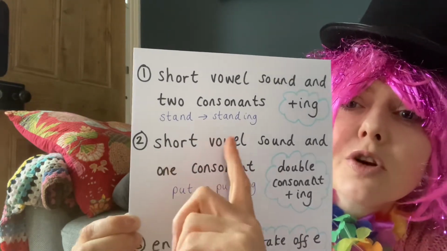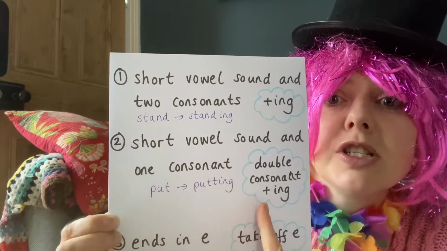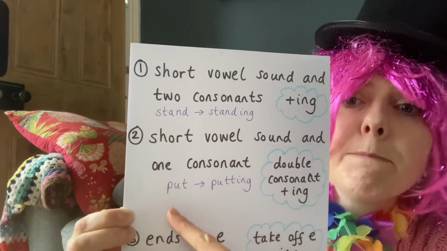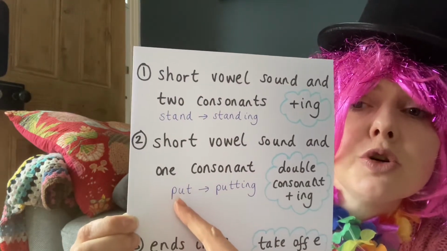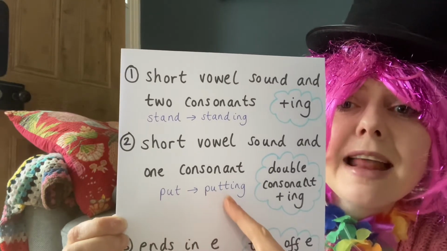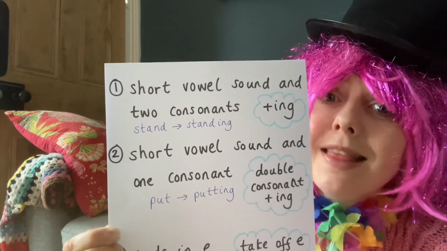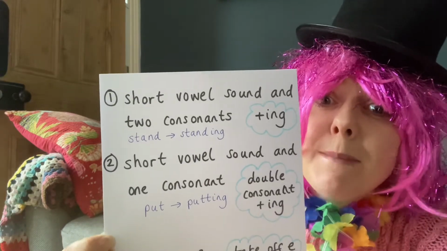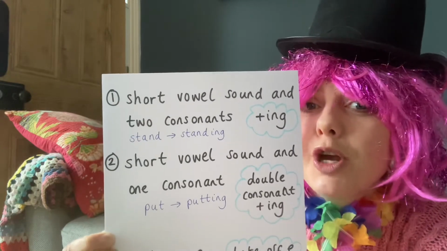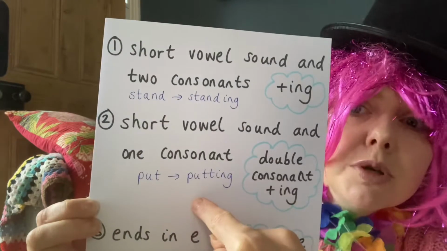Now, if it's got the short vowel and 1 consonant, you double the consonant and add ing. Okay, so we did talk about this one before. So put, short u sound in put. So we double the T, then add ing. It's tricky to remember. And you know what? I think if you ask most adults, they wouldn't remember these rules. You just get to know which words you have to double and which ones you don't. But because we're just learning, we have to know all the rules. So that's our rule number 2.